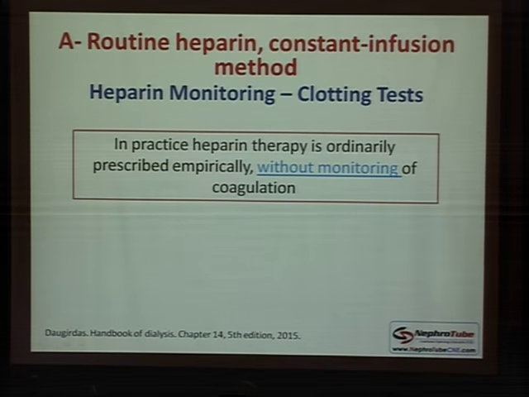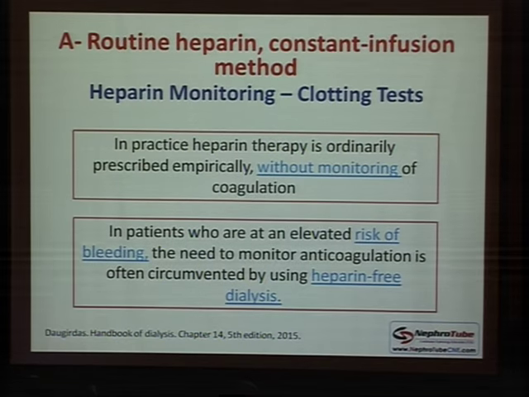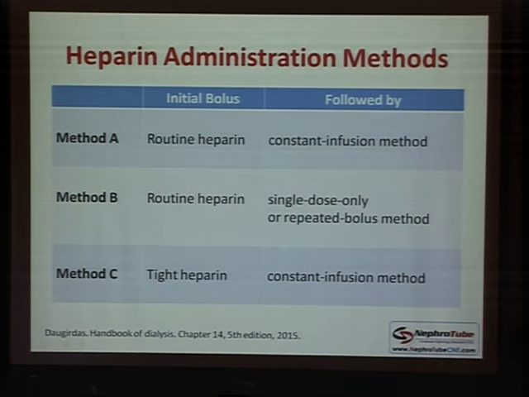Do we need to monitor the heparin clotting tests during heparin usage? Do we have to repeat the activated partial thromboplastin time to monitor the level of heparin in the patient's body? Actually, in practice, therapy is ordinarily done without monitoring of coagulation. And if we are afraid because the patient is at a risk of bleeding, we use heparin-free dialysis. So in practice, no one uses the clotting test to monitor heparin in our hemodialysis patients, although it may be written in some texts and articles.